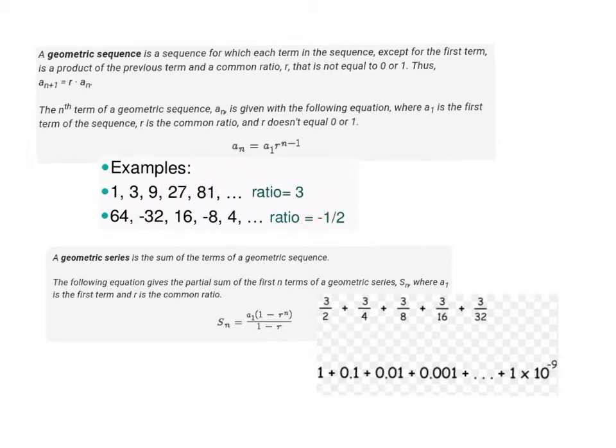And you could even do it with negative half. So negative 1/2 times 64 is negative 32. Negative 32 times negative 1/2 is a positive 16, and so on. And then once again, when you make it a series, you're adding however many terms it tells you to create the series. So here, this one's being multiplied by half, and they added the first 5 terms.